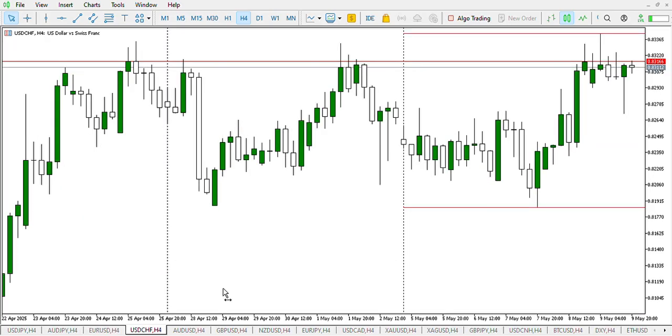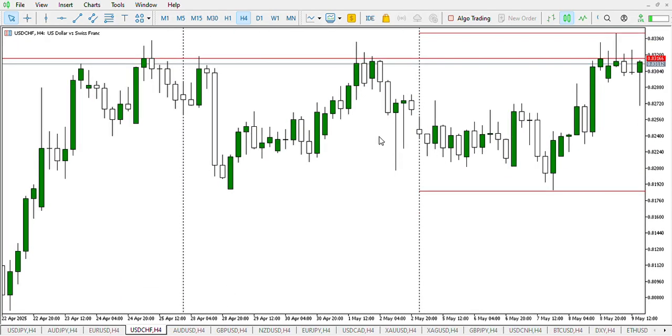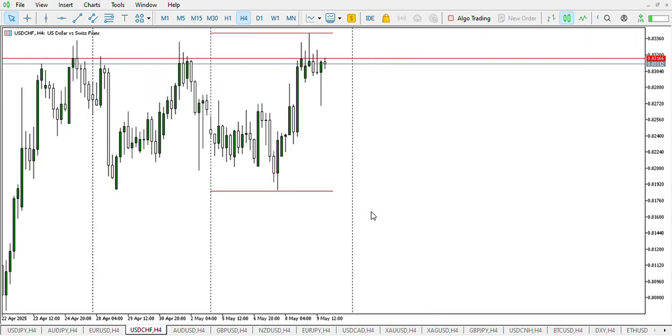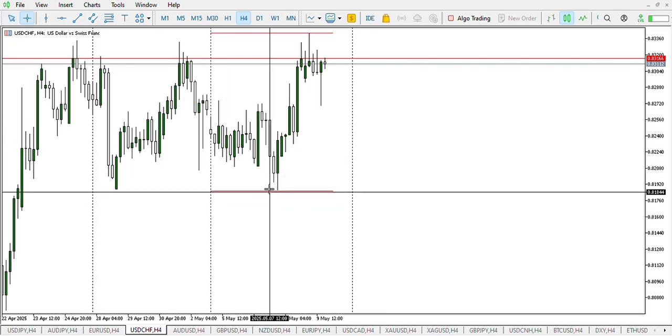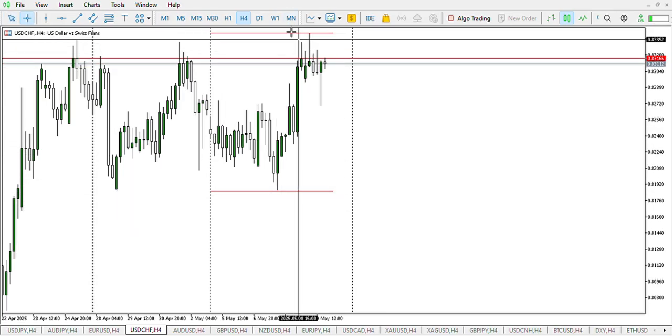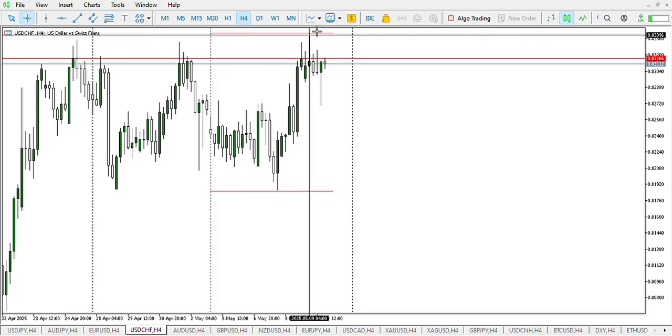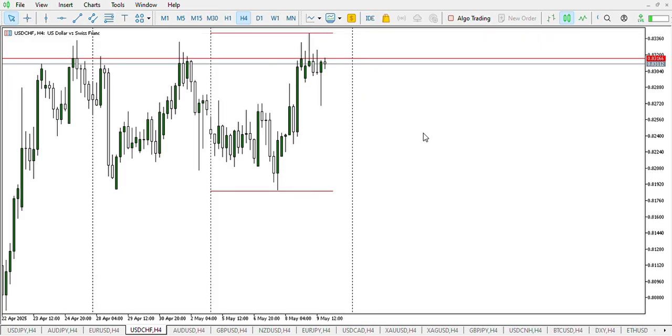On USD CHF, you can see at the support we have a buy candle right here, which invalidates us looking out for this pair. But right here you can see a buy candle, which means our sellers are in danger. So what do we expect?